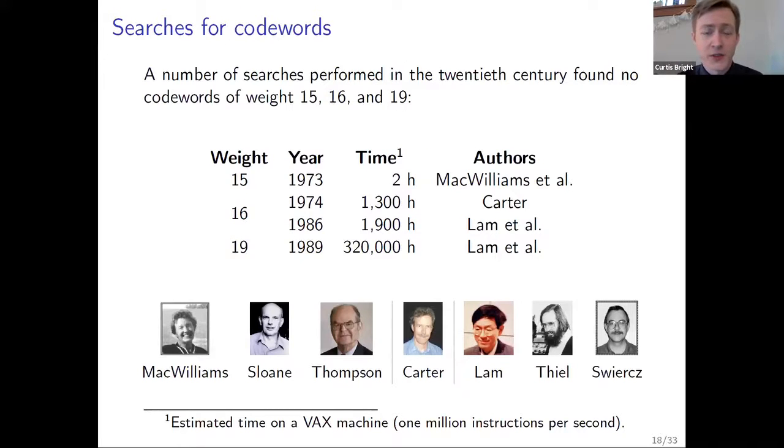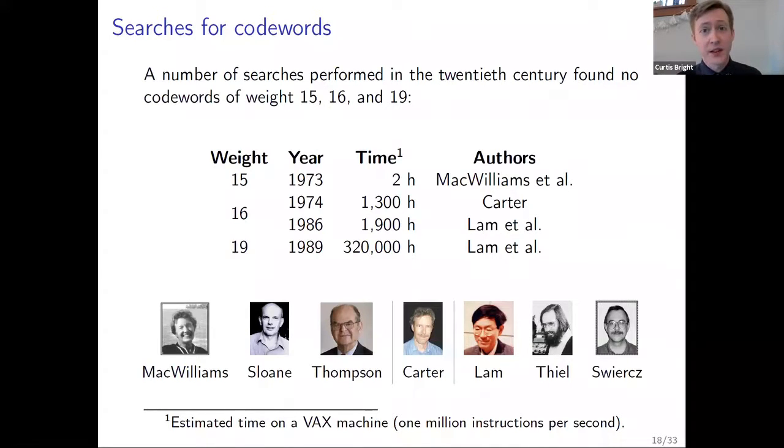This actually allows you to resolve the search because it splits up the search into 3 cases, 15, 16, and 19 code words. So many researchers searched for these vectors. You can see them at the bottom there. And in 1989, the search was complete and no code words of these weights were found. By Assmus's result, this proves that Lam's problem is solved in the negative. There is no projective plane of order 10.